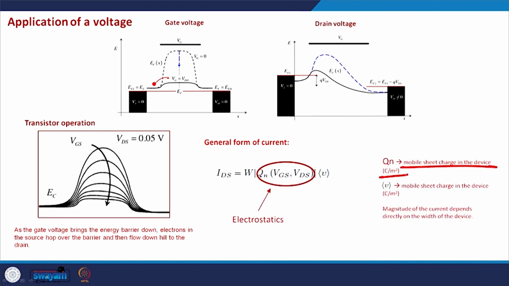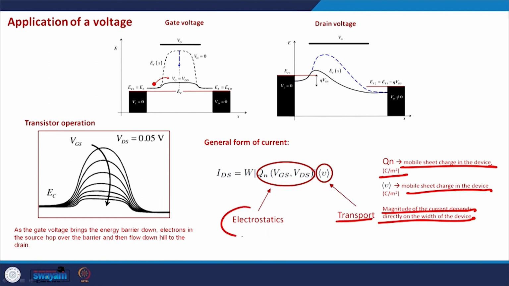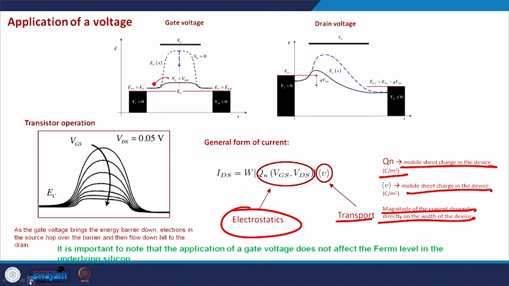So, this is the mobile sheet charge in the device, Qn, and V is the velocity. The magnitude of the current depends directly on the width as well. The more the width, the more will be the current. Velocity is the purview of the transport theory, and Qn is in the purview of the electrostatics.